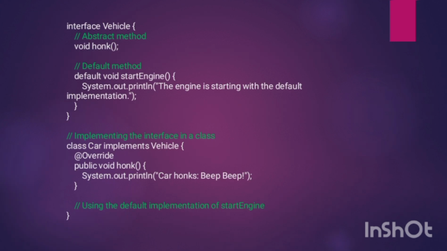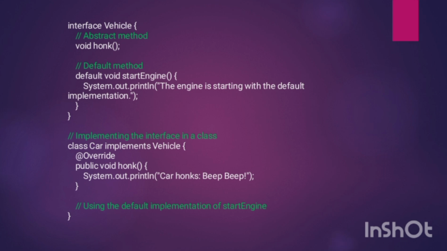Here's a flow of the code. The vehicle interface defines an abstract method honk and a default method startEngine. Honk must be implemented by any class that implements vehicle. StartEngine has a default implementation and does not require overriding unless custom behavior is needed.